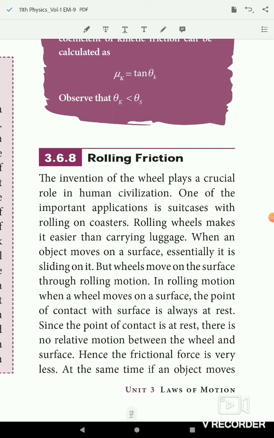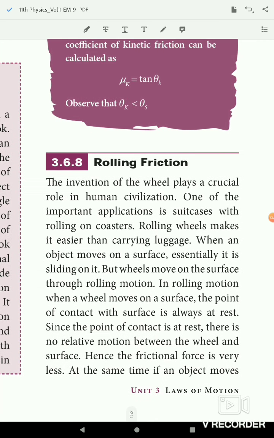Essentially it is sliding on it, but wheels move on the surface through rolling motion. In rolling motion, when a wheel moves on a surface, the point of contact with the surface is always at rest. Since the point of contact is at rest, there is no relative motion between the wheel and surface. Hence the frictional force is very less.